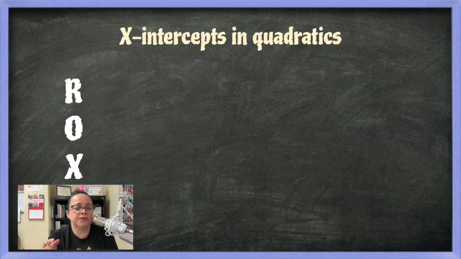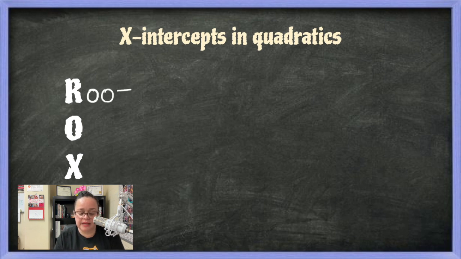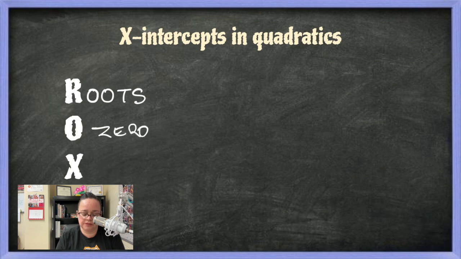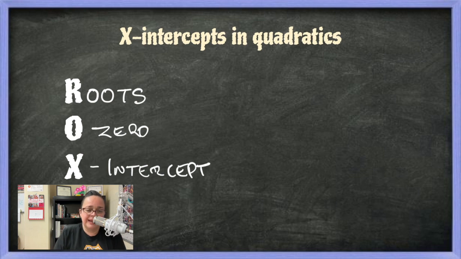But for a quadratic function, the x-intercept is such a big deal that we actually have different names for it. And that's what this is. The R stands for roots. That means that in quadratics, if I ask you for the root of the quadratic, because I really want to know for this situation where I am going to land, we can call it the root. O stands for zeros, the zero of the function. X is for x-intercept, which we have seen before. And S stands for solution.